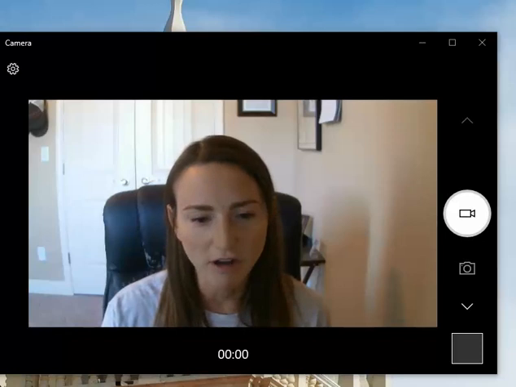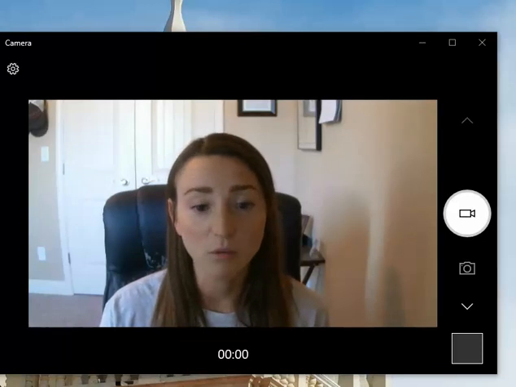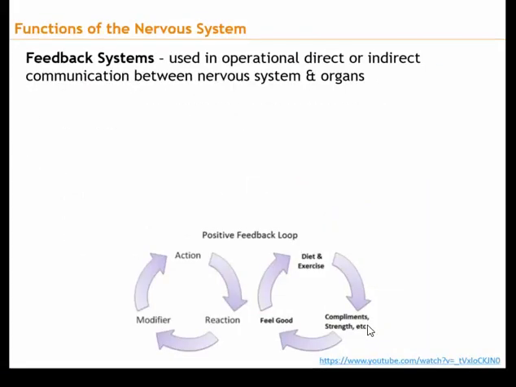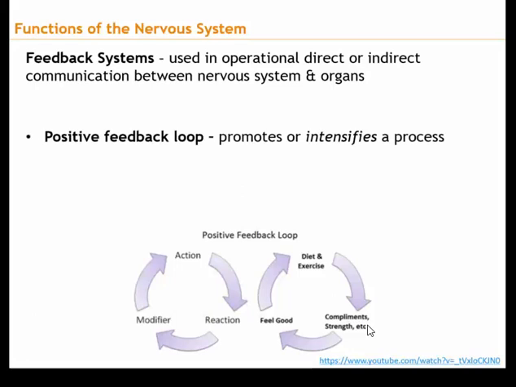Now let's continue talking about that number one question, and the next part was feedback loops. So let's talk about the feedback systems in the body. There are various types of feedback systems used for direct and indirect communication throughout the body. We have positive and negative. This slide looks at positive feedback loops. Positive, think, promotes or intensifies a process that is already occurring.